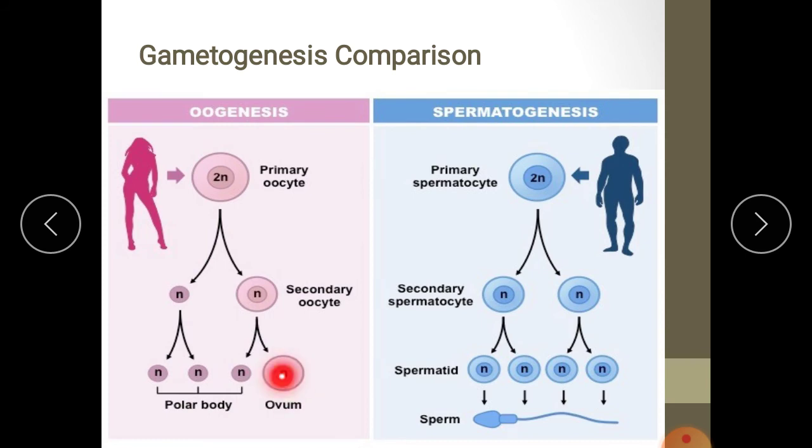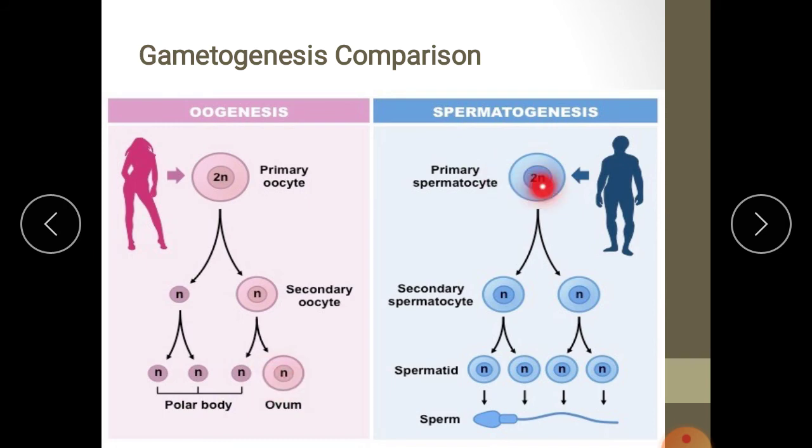This ovum is at the secondary oocyte stage, and that would be released from the ovary. That release of ovum from the ovary is called ovulation. This secondary oocyte is present in the second metaphase stage. Only after fertilization is the metaphase stage completed, and it completes its growth.